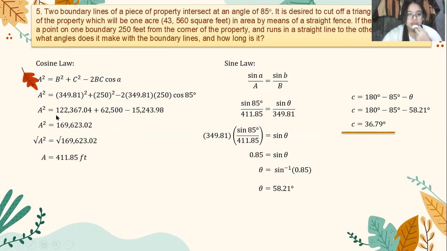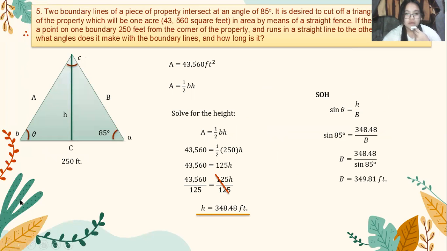So the square of our B is 122,367.04, and the square of our C is 62,500. Minus, if we multiply all of them, we will get 15,243.98. Then we have to add and subtract, and we will get 169,623.02. So let's take the square root of both sides. The square root of a squared is a, and the square root of 169,623.02 is 411.35. So this is the length of a, the length of our other boundary.